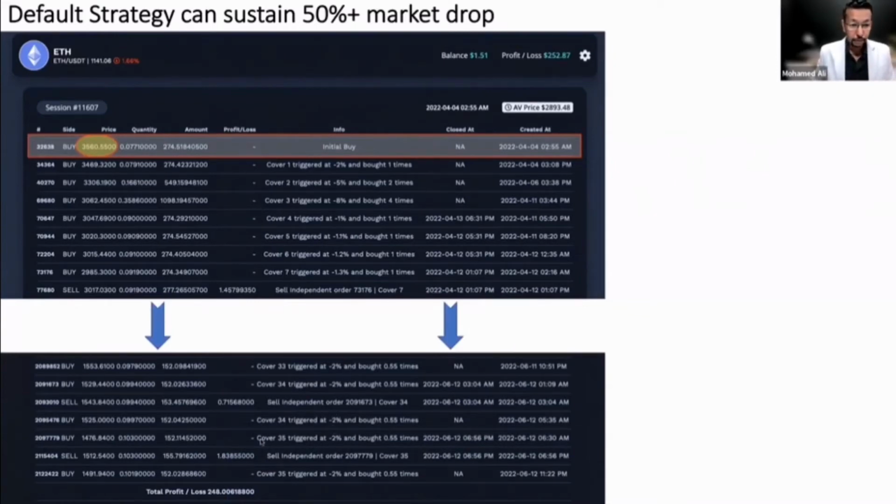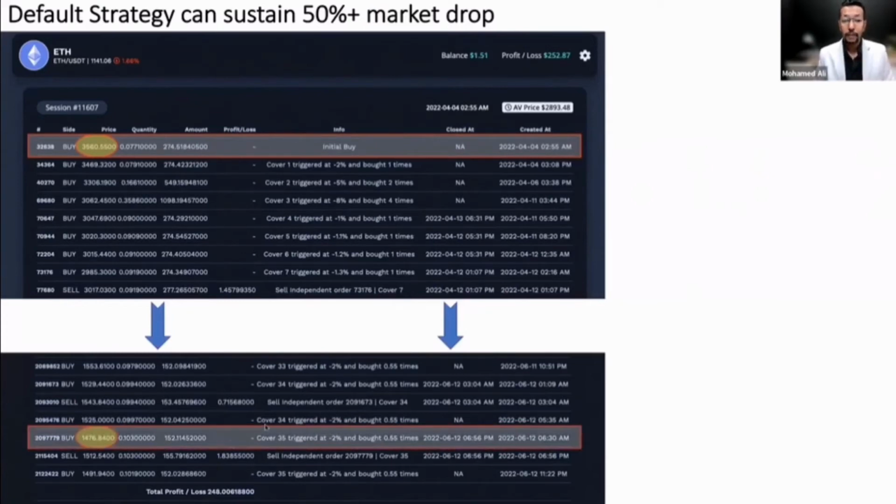So cover 35 was taken at the price of 1,476.8. In this coin, we have not added any additional funds. It was only the initial funds, and the market went down. It kept on buying in the market, and then stopped at cover 35. And let's calculate now how much that drop is.